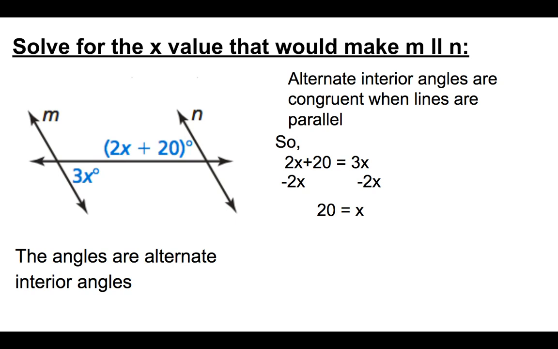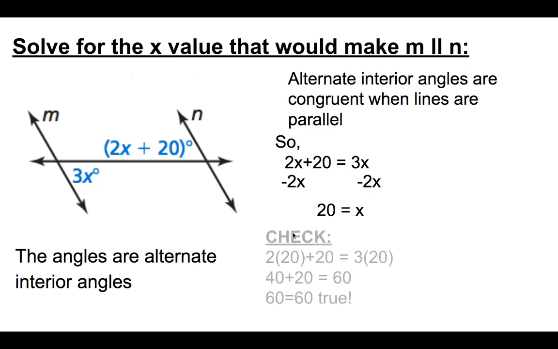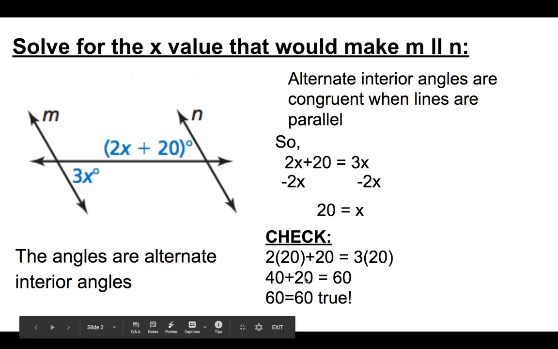Even though I'm technically done with the problem, because it just said solve for x, I'm going to do a quick check of my work by substituting 20 back into that original equation and seeing if it's true. So 2 times 20 plus 20 is equal to 3 times 20. 2 times 20 is 40, plus 20 is equal to 3 times 20, which is 60. 40 plus 20 is 60. 60 is equal to 60. That's true.